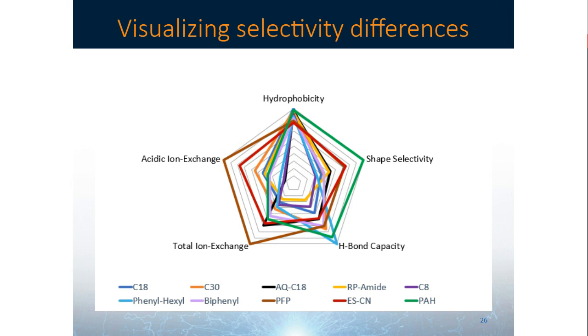So here are the 10 bonded phases that are available on Halo particles for small molecule separations. And you can clearly see that the different bonded phases have different characteristics, which would then help you in choosing which column to use for your particular analysis. So I have a couple of examples here.